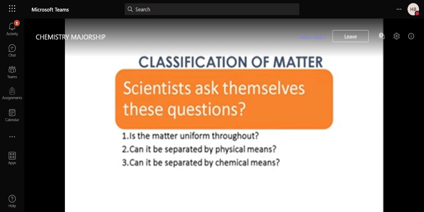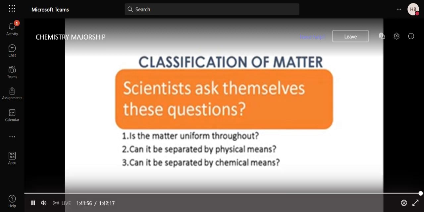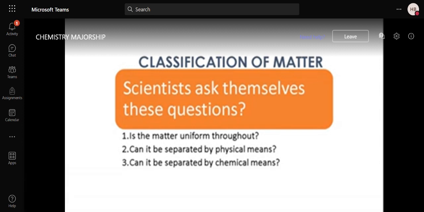Next, can it be separated by physical means? If yes, then it's a mixture. Pure substance or mixture: can it be separated by physical means? O mixture yan. Kung not, then pure substance. Can it be separated by chemical means? If yes, it's a compound. If not, it's an element.